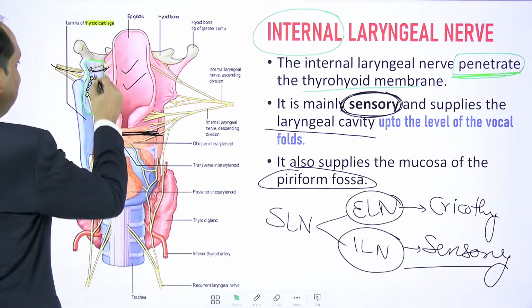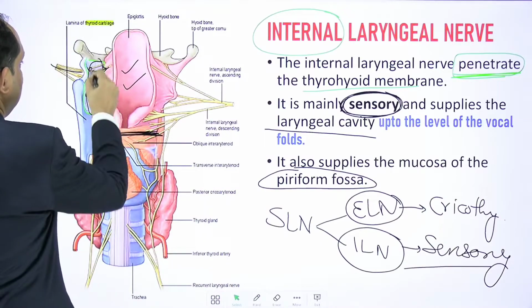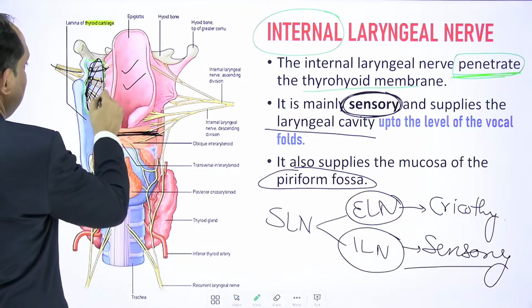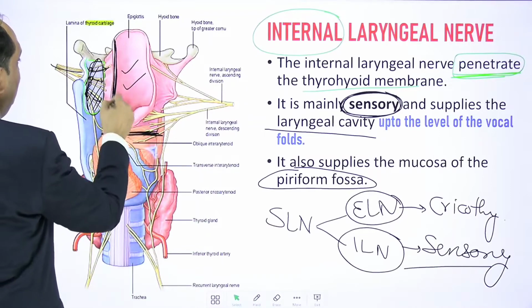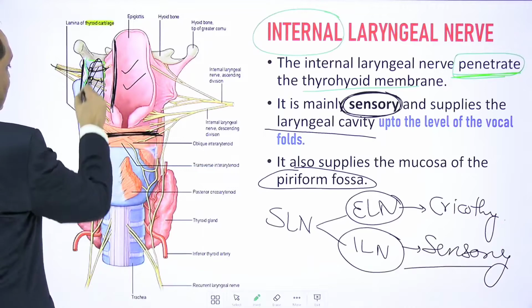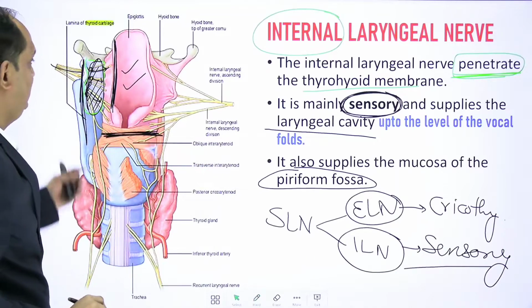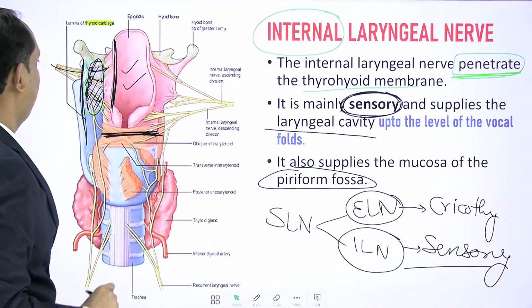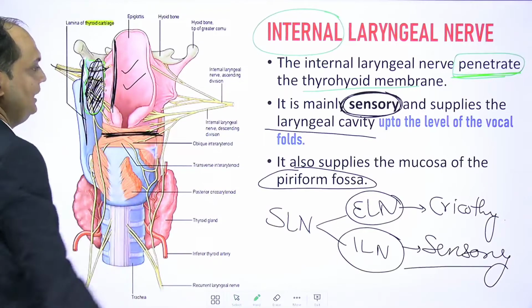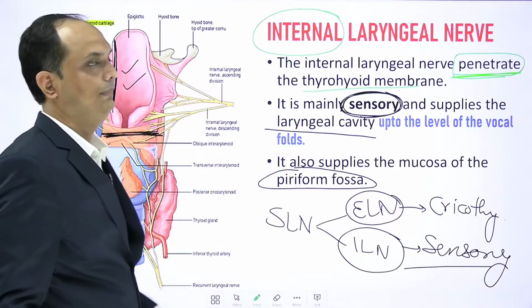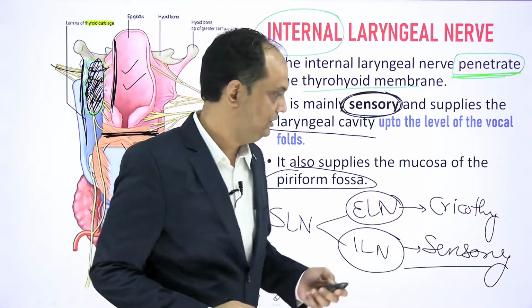Now here you can see that this area is known as the piriform fossa, which on the medial side is bounded by the aryepiglottic fold, and laterally it is bounded by the medial surface of the thyroid lamina and thyrohyoid membrane. But obviously this piriform fossa also has its sensory supply by the internal laryngeal nerve.